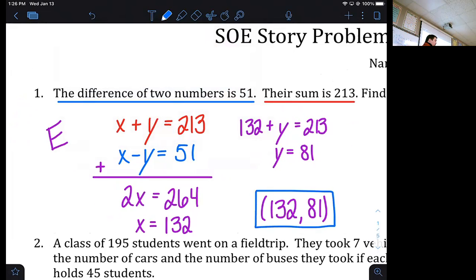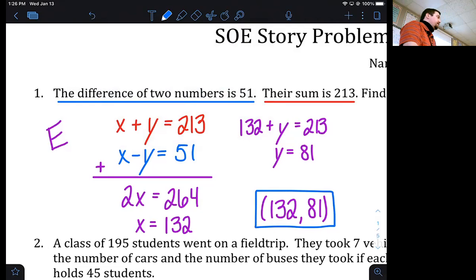Yeah, I see what you're saying. To check your answer? Yep. You could plug it into either one of the equations. If you plug it into both, like Caleb's suggesting, if you plug it into the bottom one as well, you should still get the equation to work out. So 132 minus 81 gives you 51. If I add them together, I get 213. That way I know I'm right. It's got to work for both of them if you're going to check. You can't just check one equation.